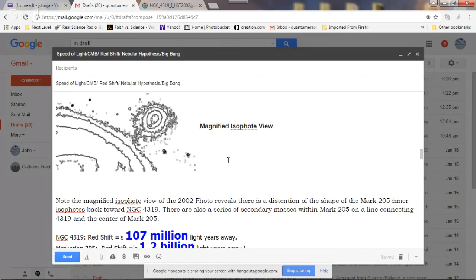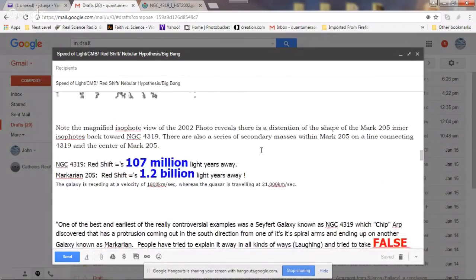This was taken in 2002. It reveals there's a distension of the shape of Markarian 205's inner isophotes back toward NGC 4319. What these isophotes are showing is lines of similar brightness. So there's nothing you could do about it. This is clearly connected. There's nothing you could say about it. There's also a series of secondary masses within Markarian 205 on a line connecting 4319 to the center of Markarian 205.